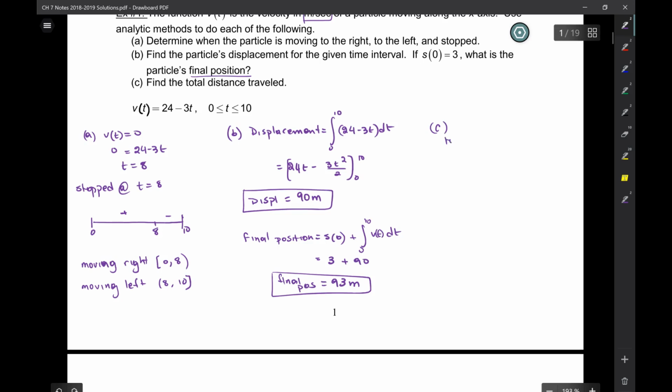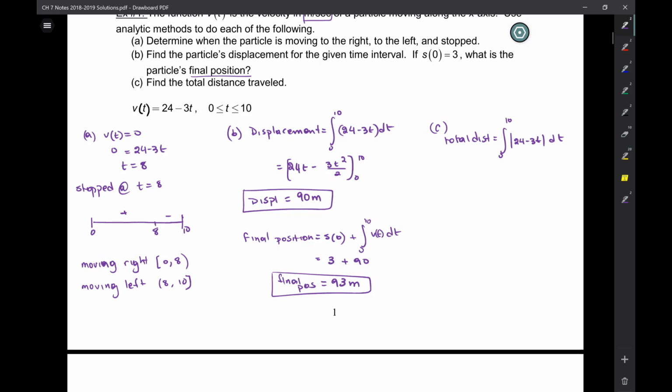Okay, so total distance is equal to what? The integral of the absolute value of 24 minus 3t dt. Okay. I never taught you how to find the integral of the absolute value of a function. That's actually really, really cool. But for this, we're going to use our calculators.